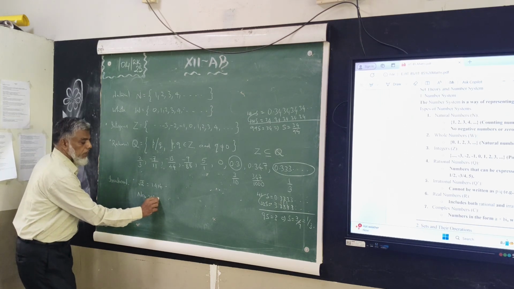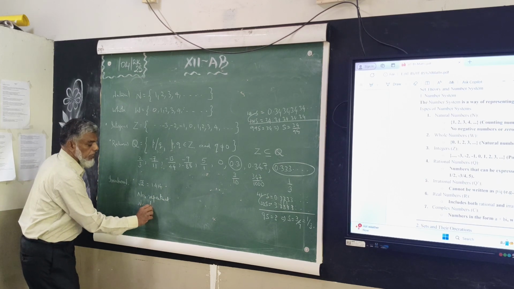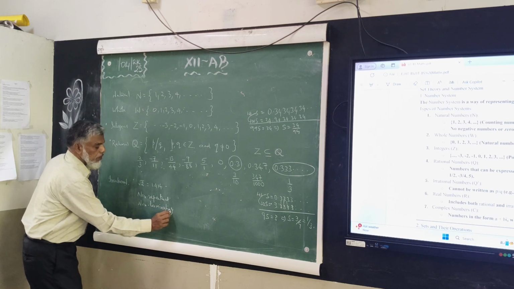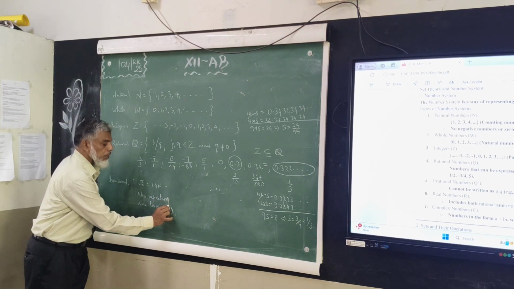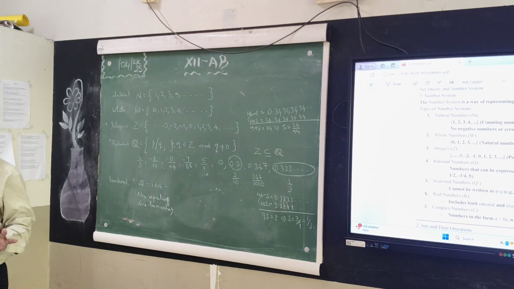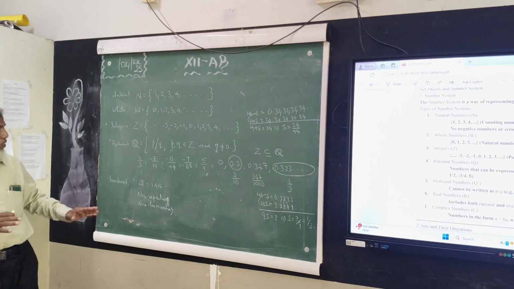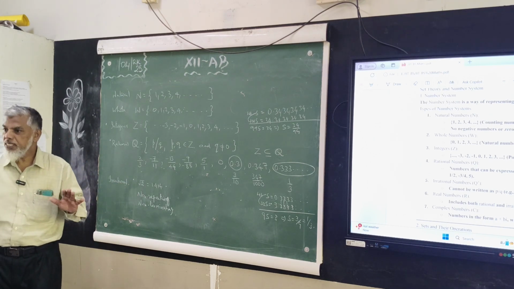non-repeating and non-terminating. Okay, non-repeating and non-terminating is an example of an irrational number. So whatever is inside the square root are examples of irrational numbers.